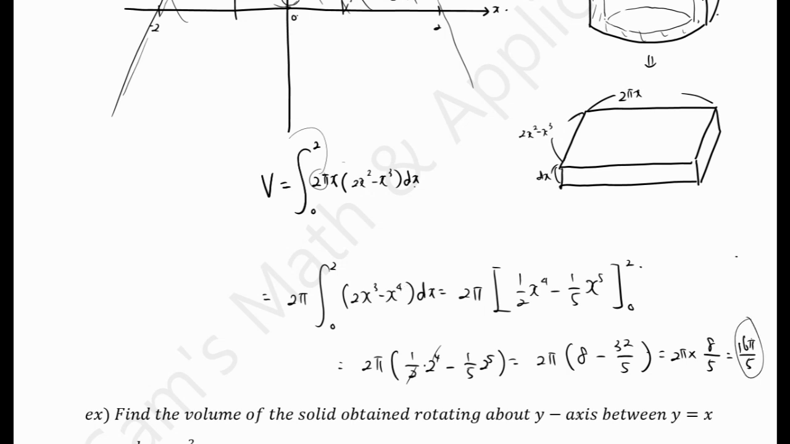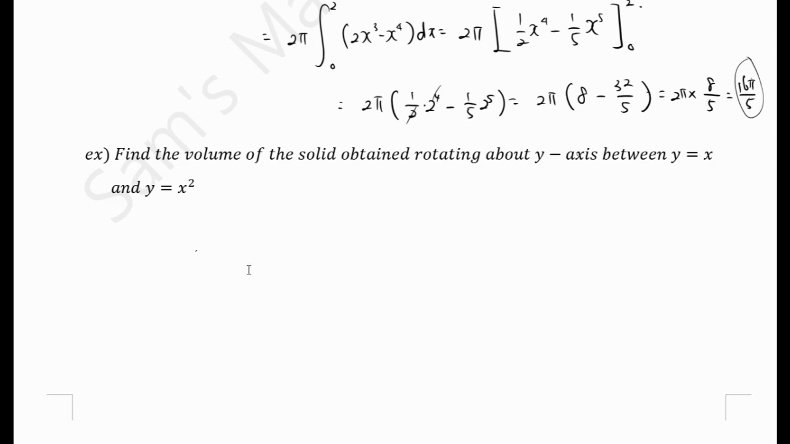This is the volume. So the next example is to find the volume of the solid obtained by rotating about the y-axis the region between y equals x and y equals x squared. This is the x-axis and this is the y-axis. First, y equals x and y equals x squared.